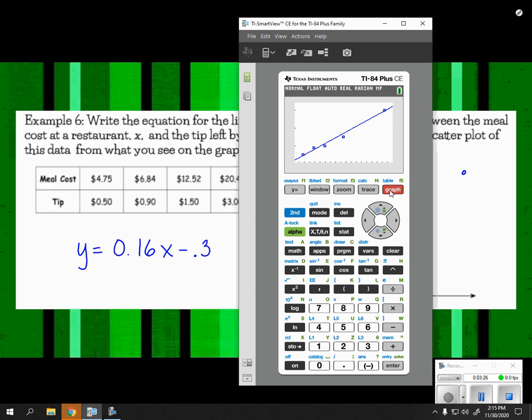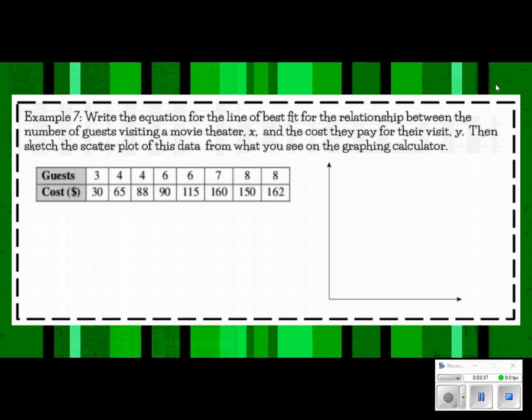So what we're going to do is we're going to do an exit ticket. So we're going to practice one more together, and then you're going to practice on your own and show me what you can do by yourself. So let's get out of here.